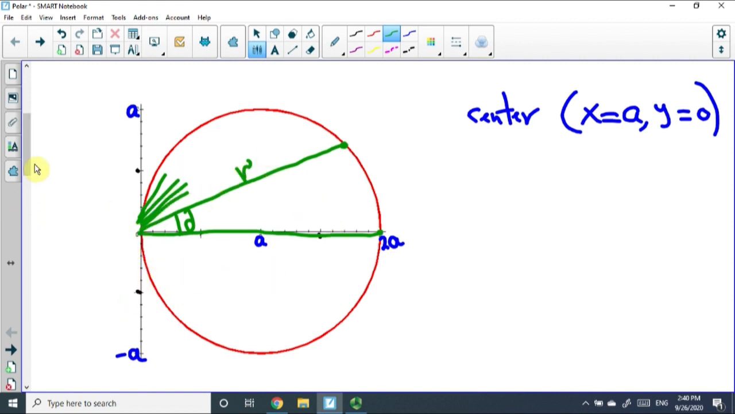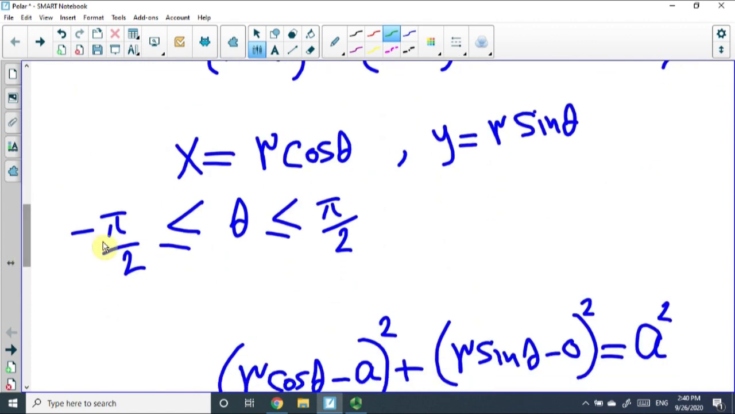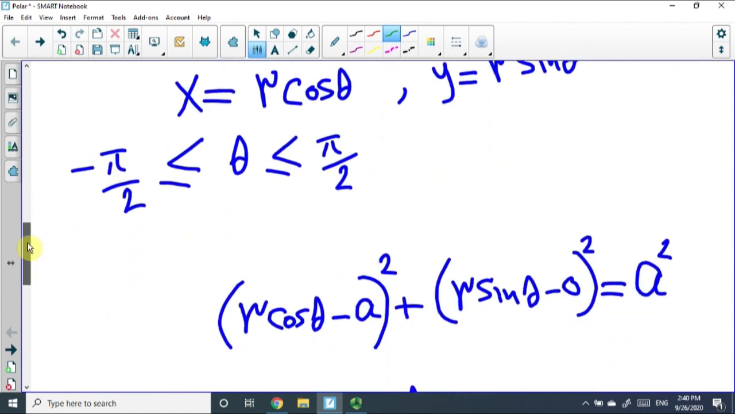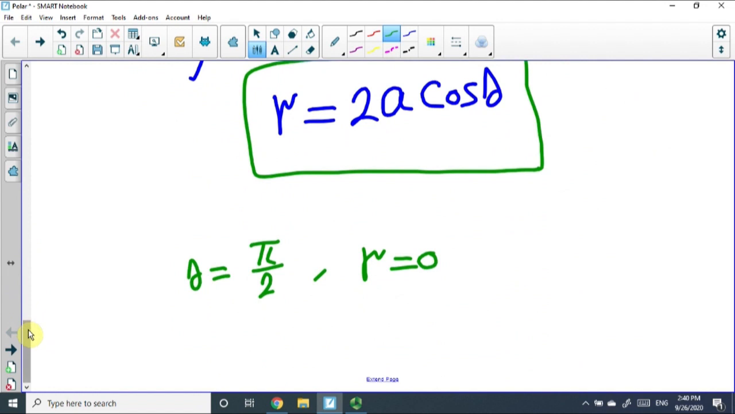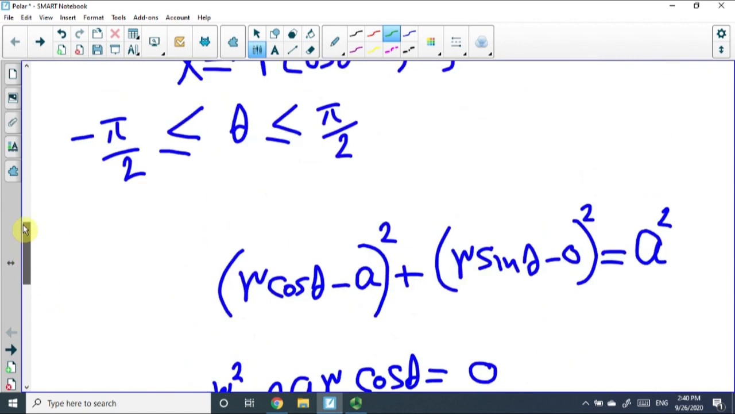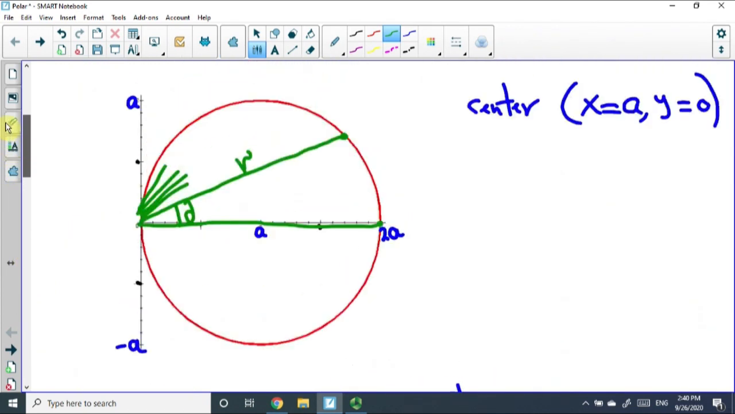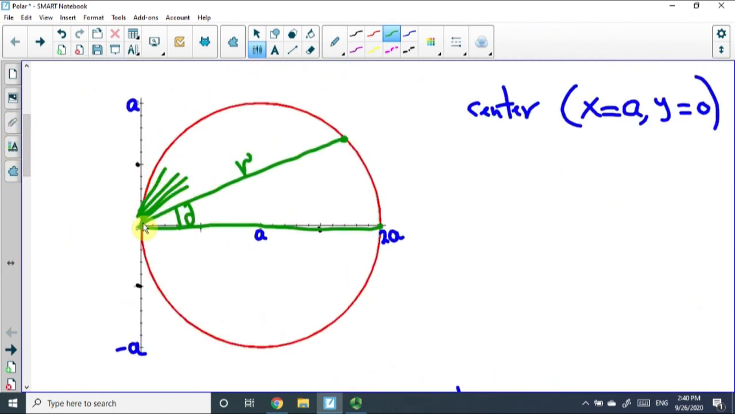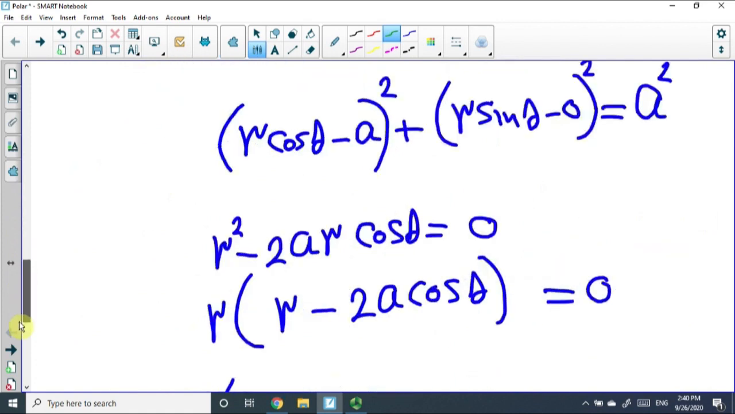So the values of theta are between negative pi over 2 to pi over 2, and this is the equation of the circle using polar coordinates, and you can see that r is a function of theta. R changes in value. It depends on the value of theta. If we change theta, you will get a different value for r. So that is part A.